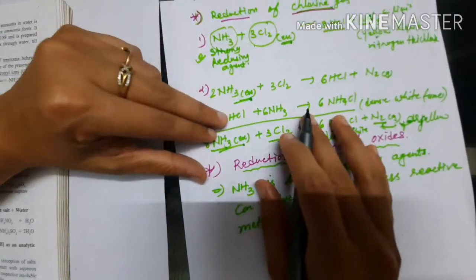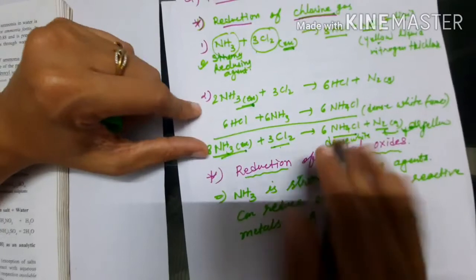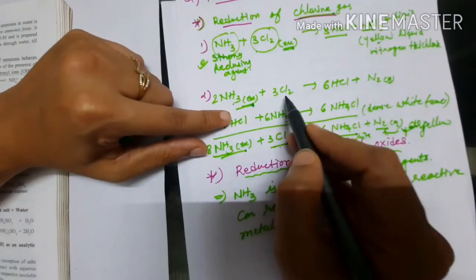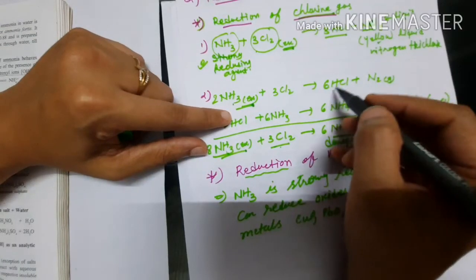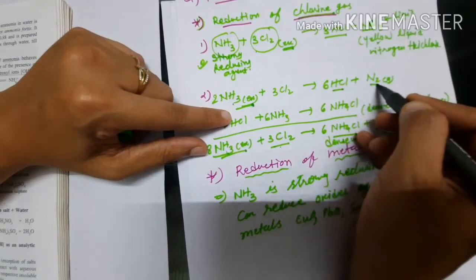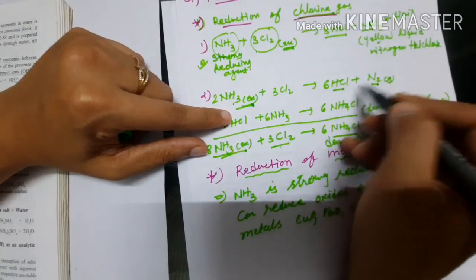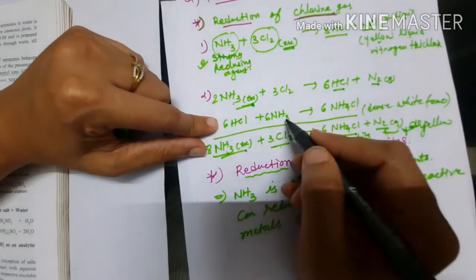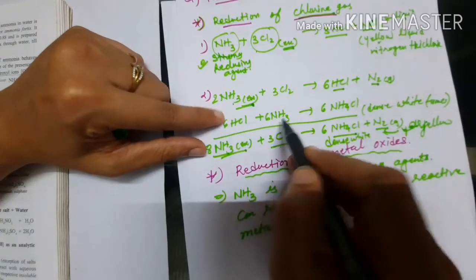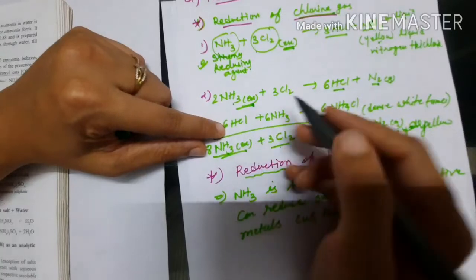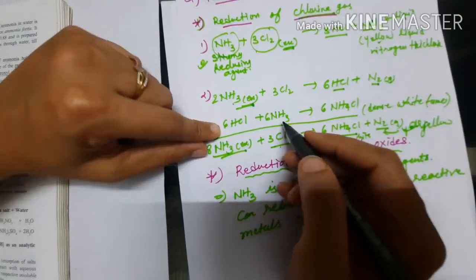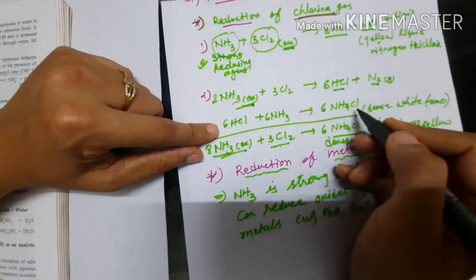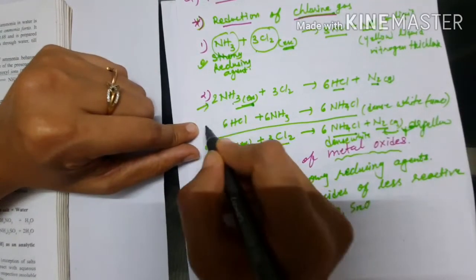Now I'll explain this reaction step by step. First, when excess ammonia reacts with chlorine gas, the initial step converts into HCl gas and nitrogen gas. Now this HCl gas further reacts with ammonia, because we are taking ammonia in excess amount. The remaining ammonia gas reacts with the HCl gas and converts into 6NH4Cl, ammonium chloride. So there are two steps, step number 1 and step number 2.